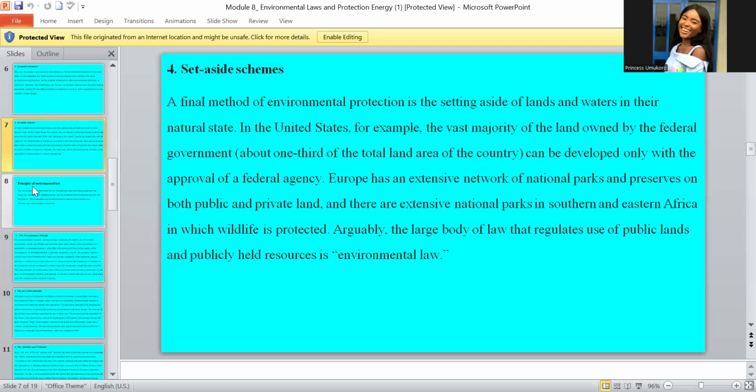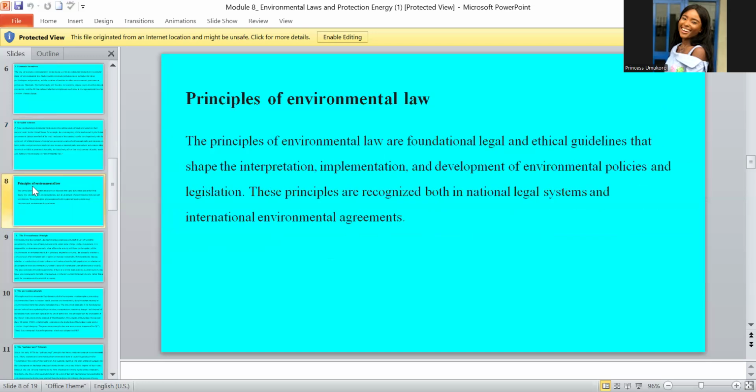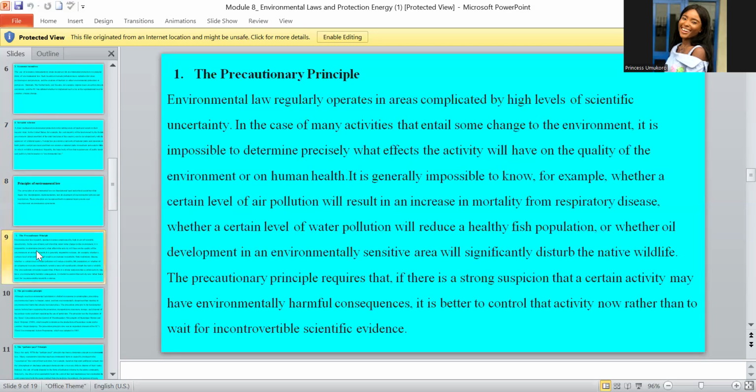Now let's look at principles of environmental law. The principles of environmental law are foundational legal and ethical guidelines that shape the interpretation, implementation, and development of environmental policies and legislation. These principles are recognized both in national legal systems and international environmental agreements. The first is the precautionary principle.